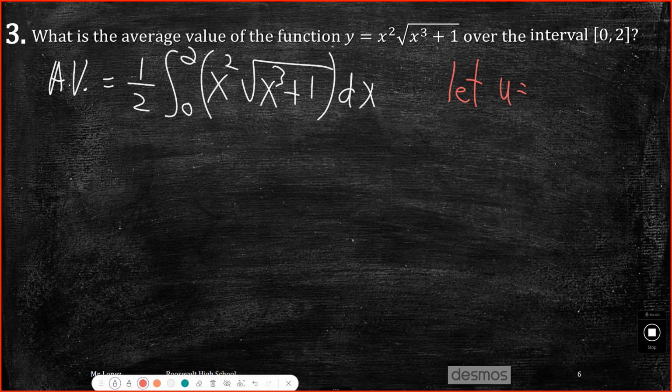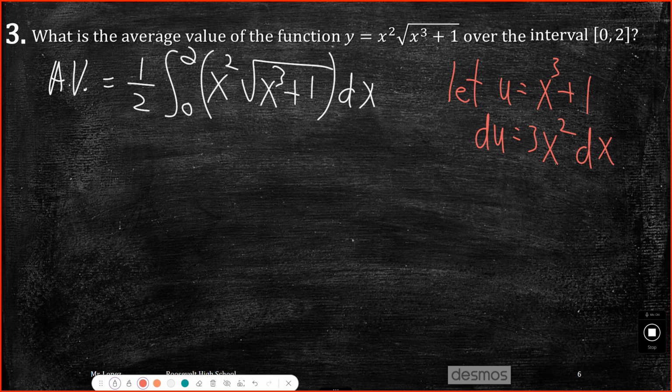It's always the higher power that you break it. So it's going to be what? The inside of it, x cubed plus 1. du. du is going to be what? 3x squared dx. Yeah, let's go directly to that, no? du is 3x squared dx.